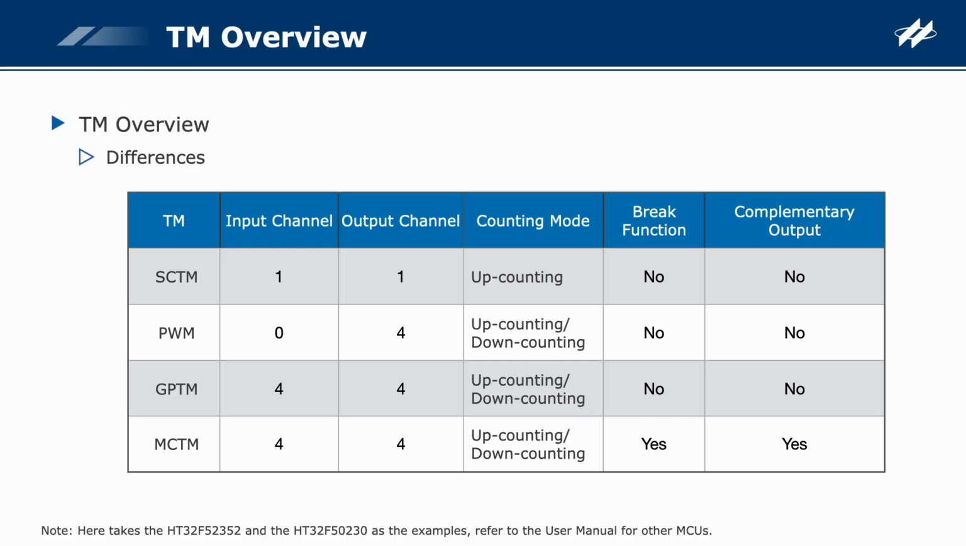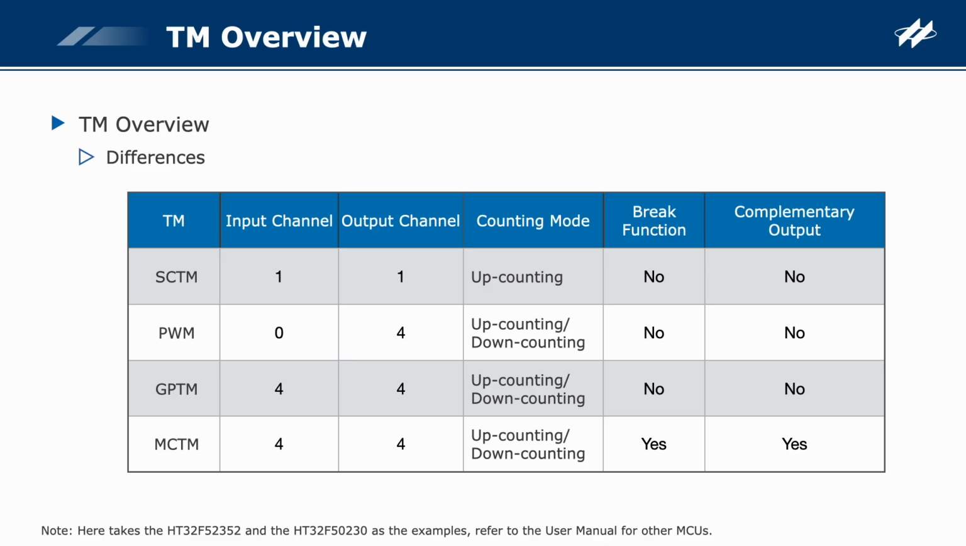The SCTM has one input channel and one output channel. It only supports the up-counting mode. The PWM has four output channels but no input channel. It supports both up-counting and down-counting modes. The GPTM has four input channels and four output channels. It supports both up-counting and down-counting modes.